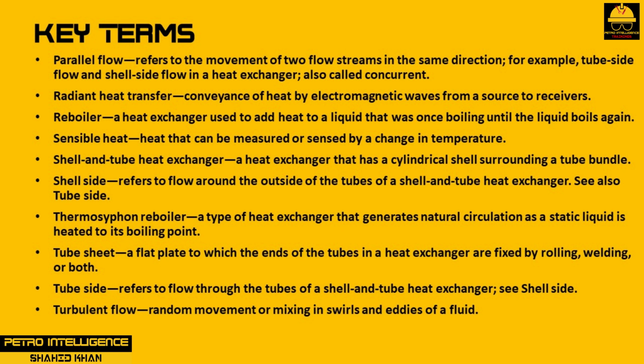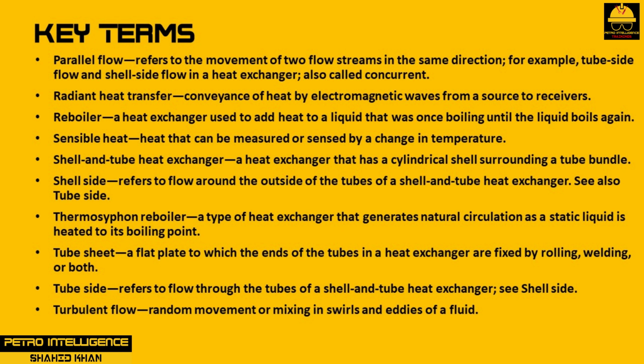Radiant heat transfer is conveyance of heat by electromagnetic waves from a source to receivers. Reboiler is a heat exchanger used to add heat to a liquid that was once boiling until the liquid boils again. Sensible heat is heat that can be measured or sensed by a change in temperature. Shell and tube heat exchanger is a heat exchanger that has a cylindrical shell surrounding a tube bundle. Shell side refers to flow around the outside of the tubes of a shell and tube heat exchanger.